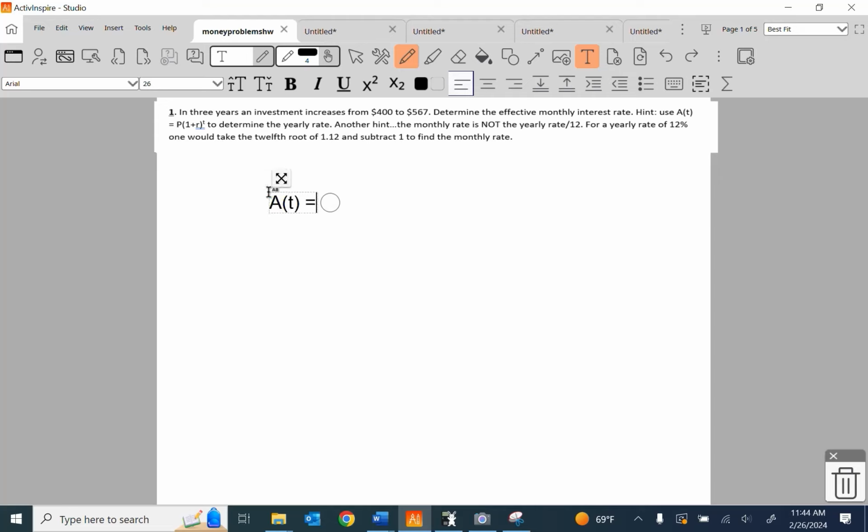I think with next year's group, I'm going to make it pretty simple. If your first step isn't to write down the formula, no credit. Now, anyways, I want to know the effective monthly rate. I'm going to start off with T in years. All right, why not?